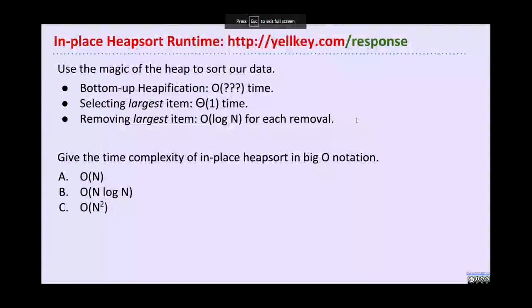So that's my question for you then. I totally forgot I did this. Let's think about it: what do you think the time complexity of in-place heap sort is? I've already given you 2 of the pieces, so you need to think about what runtime you think bottom-up heapification has. So my question is for you now.